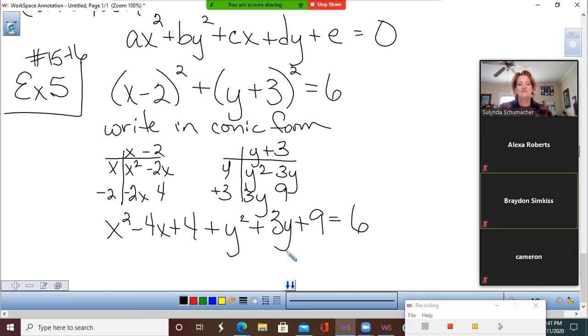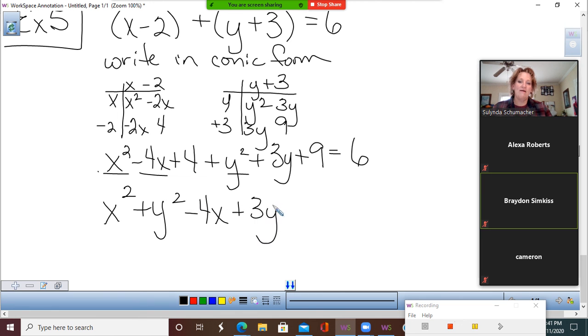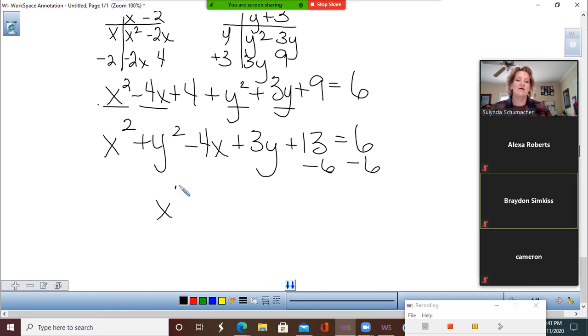So now all we have to do is put everything in the right order and set it equal to 0. I'm going to start with x squared. That's this term. And then I have plus y squared. I'm done with this one, done with this one. And I have minus 4x plus 3y. Now I have to combine 4 plus 9, which is 13. So plus 13 equals 6. But I want to set this equal to 0, so I'm going to subtract 6 from both sides. So my final answer is going to be x squared plus y squared minus 4x plus 3y plus 7 equals 0.